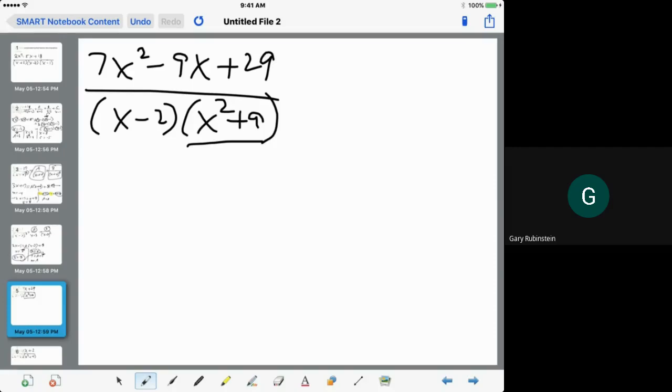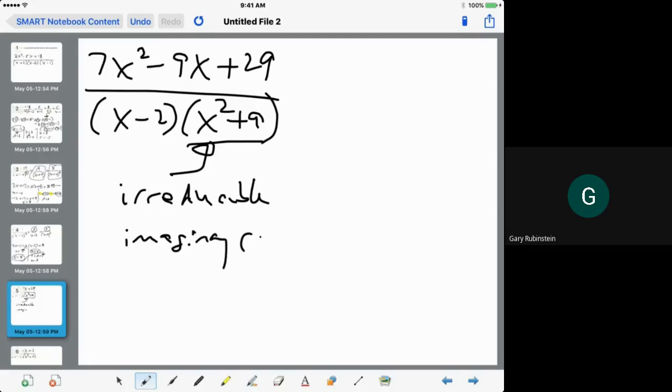If it was x squared minus 9, you could factor it to x plus 3, x minus 3. Even if it was x squared minus 5, you could factor it to x minus radical 5, x plus radical 5. You could factor it into linear factors with a real constant. But this one is what's called irreducible, meaning that its roots are imaginary roots. And here's the way we deal with that.